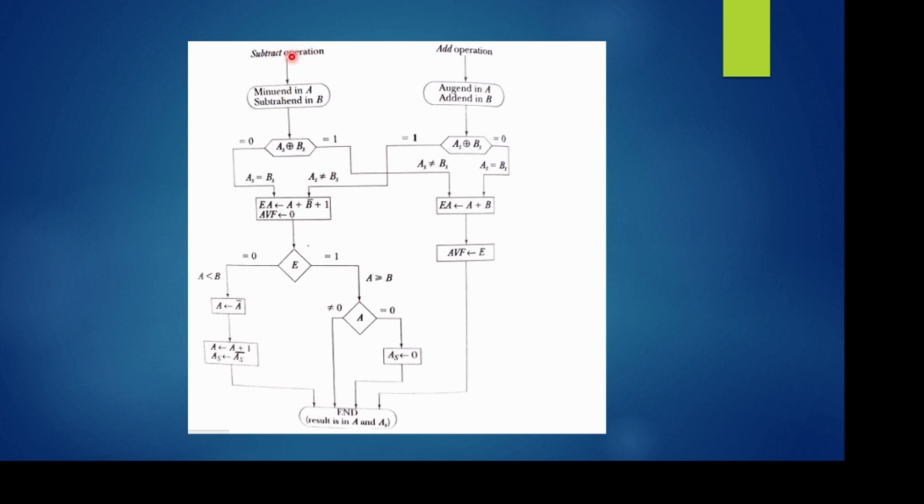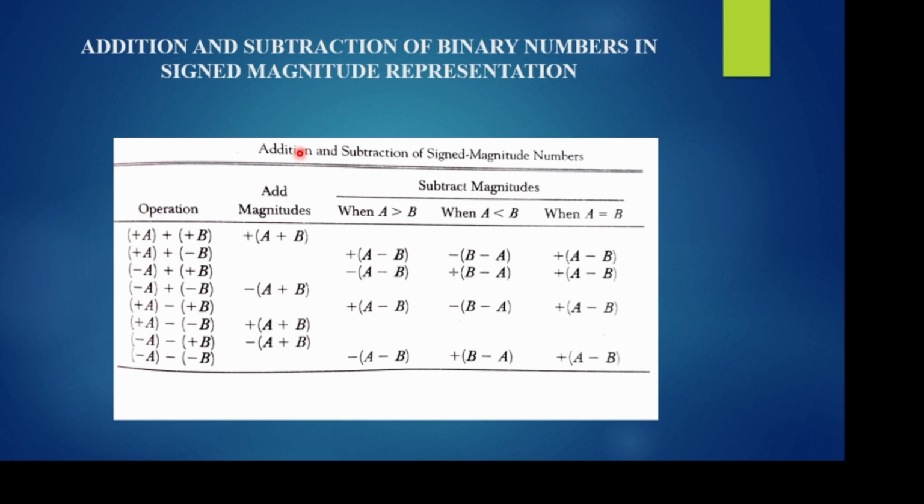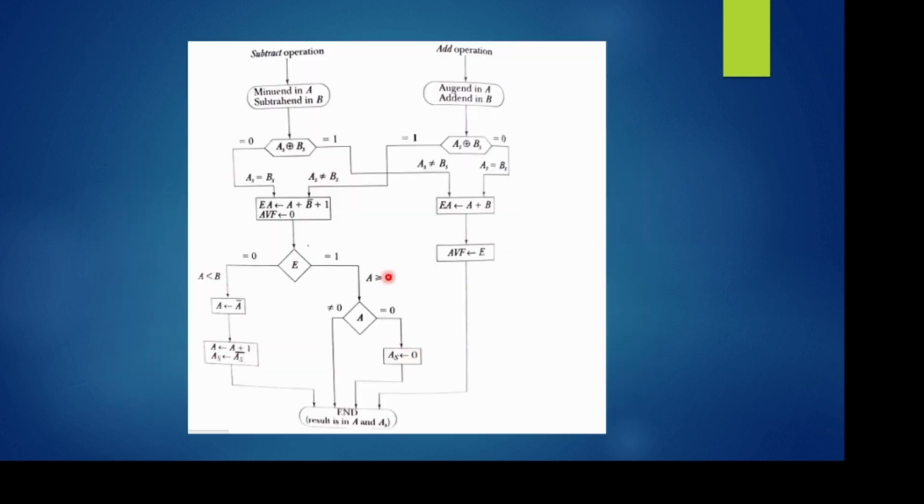Now we check the subtraction operation. In the case of subtraction, the first number is in the A register and the second number is in B, that is, the minuend in A and the subtrahend in B. Here also the logic is the same. We have to check whether both the numbers are of the same sign or of different signs. If both the numbers are of different sign in subtraction, we add the magnitudes. If both the numbers are of the same sign, we perform a difference operation. So the same logic is followed here also.